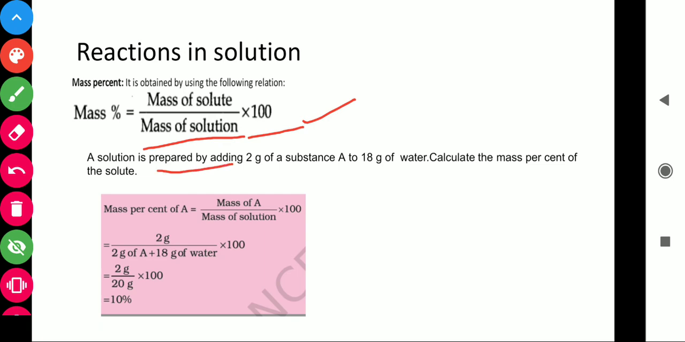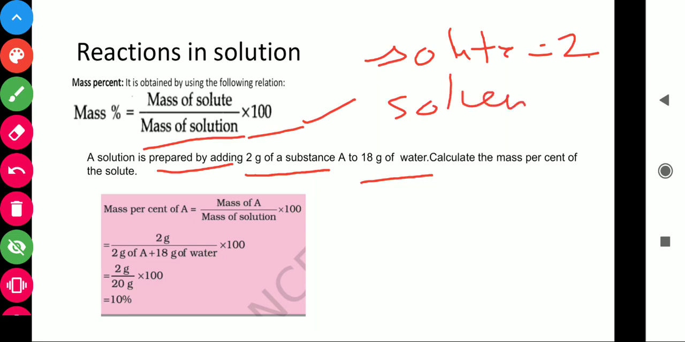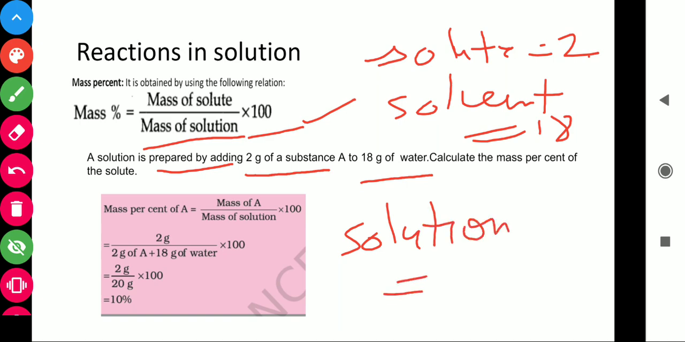A solution is prepared by dissolving 2 gram of substance in 18 gram of water. It means solute is equal to 2 gram, and solvent is equal to 18 gram. How much solution is there? Solution is 18 plus 2. It means 20 gram. Okay, students, 20 gram solution is there.